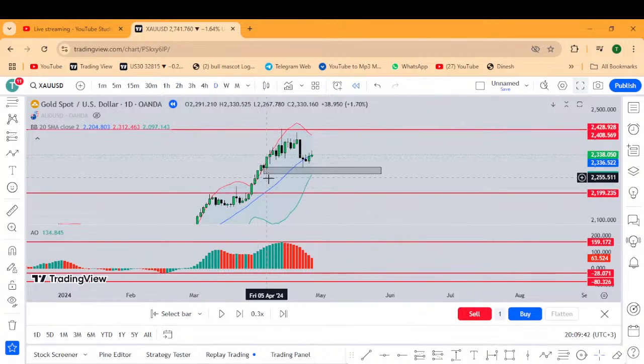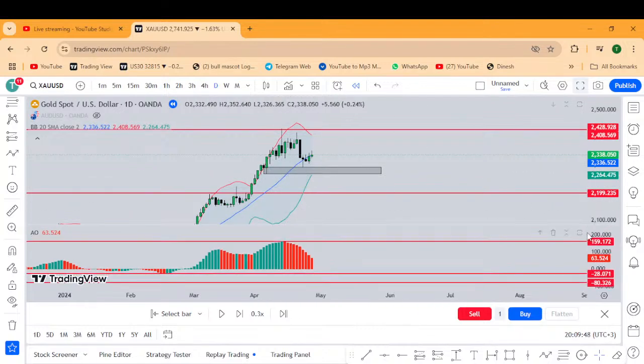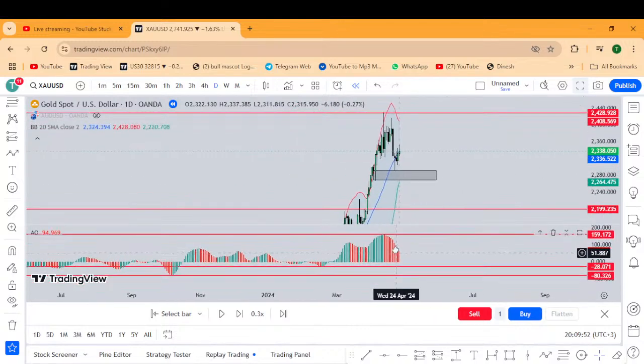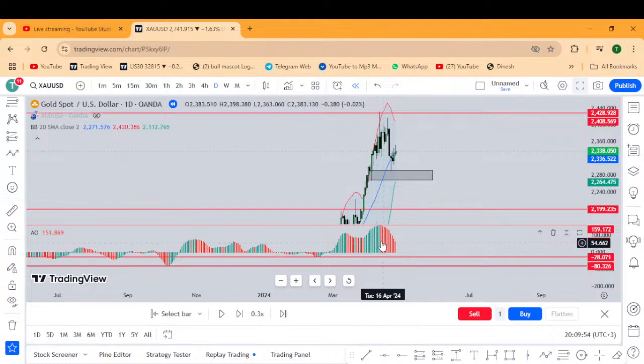So once I identify my support here, what I want to see next is the market getting back to this point here. Now I also want to see that this awesome oscillator is on the resistance side. I mean the upper side, not the down side. It is just close to this other side.